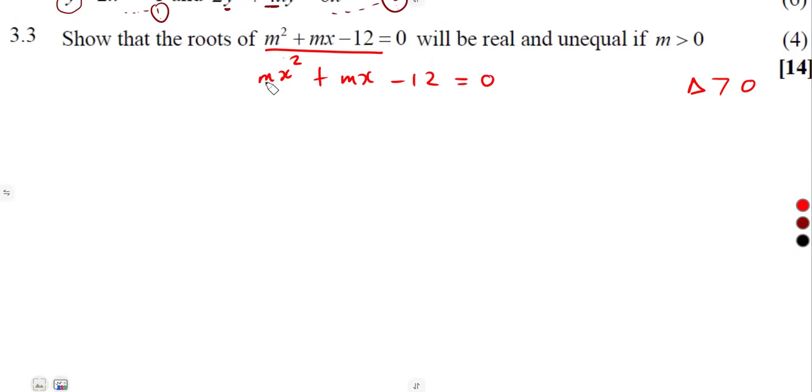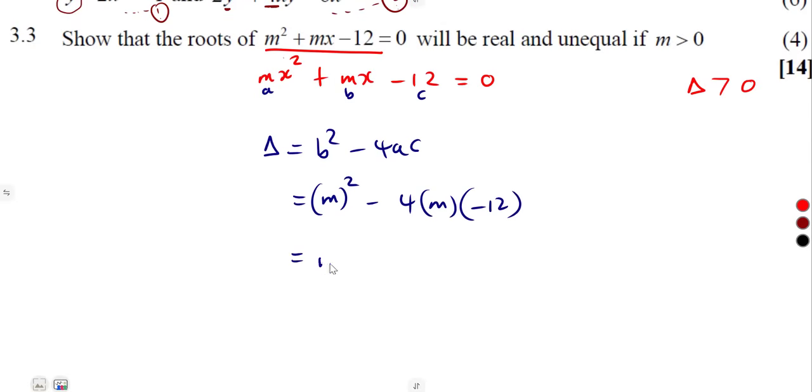So taking from our quadratic equation, A, B, C. Our A is m, our B is m, our C is minus 12. So we need our delta, which is b squared minus 4ac, remember? So we can prove, is it going to be greater than 0? So b is m, which is going to be m squared minus 4 times a. Our a is m, and our c is negative 12. So that was going to be m squared minus 4 times m times minus 12. That's positive 48m.